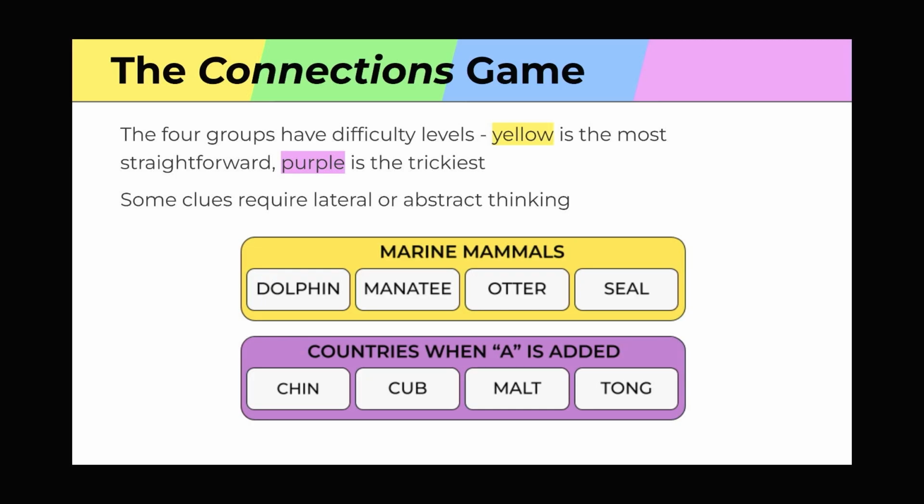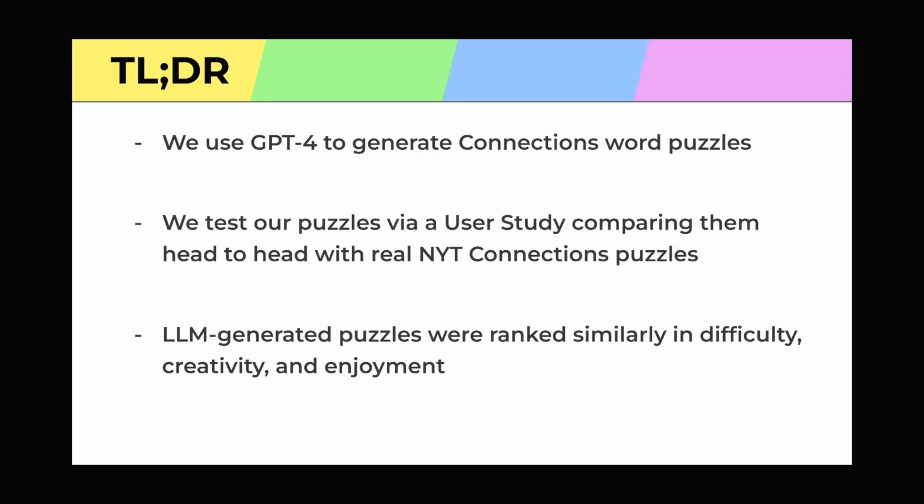On the other end of the spectrum, you have this category, which is kind of infamous: countries when A is added. So you can see the words chin, cub, malt, tong. When you add an A to the end of these words, you get a country: China, Cuba, Malta, etc. So this is kind of what makes Connections so fun, these really not straightforward ways of connecting words.